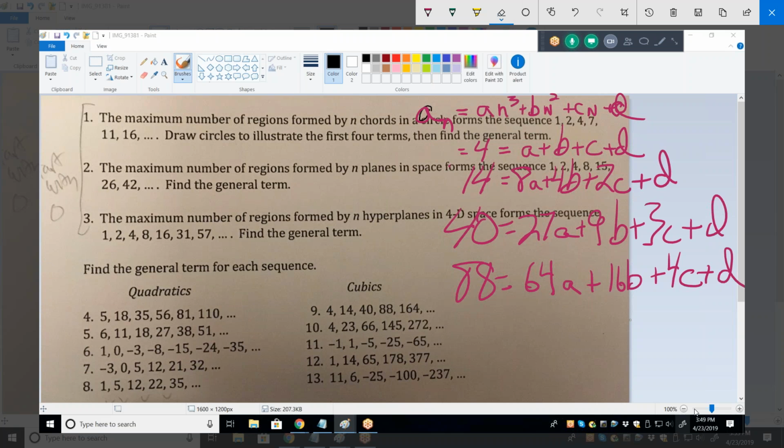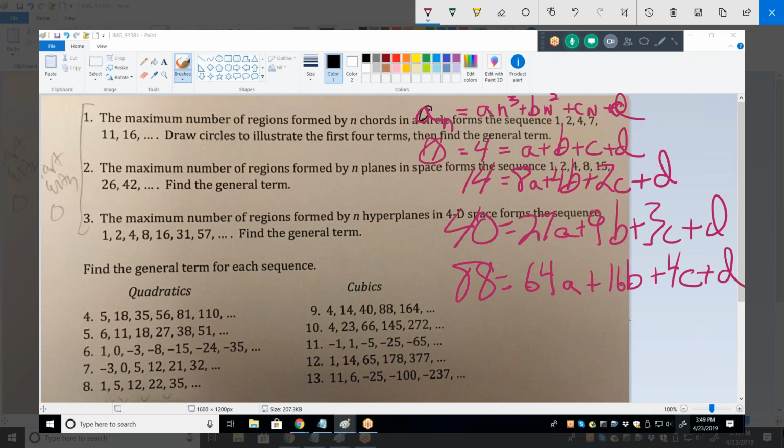What do we do next? Or what would we do next? We're going to make 3 equations. Okay. Doing what? So we're going to subtract the first from the second.